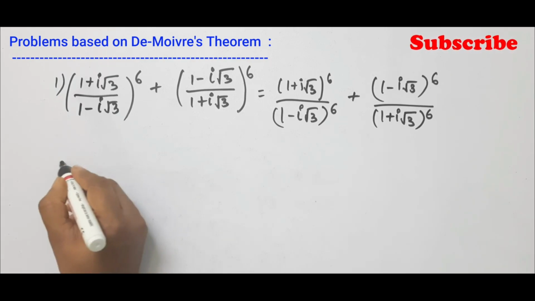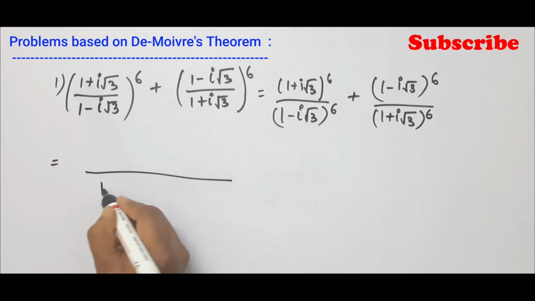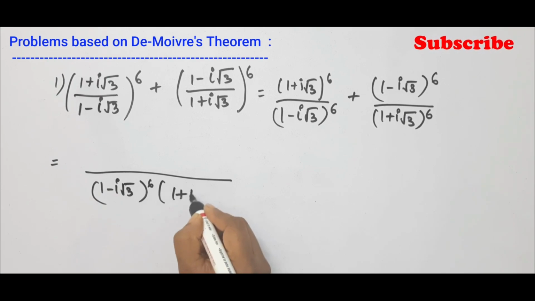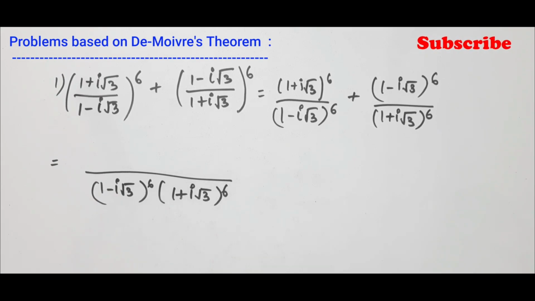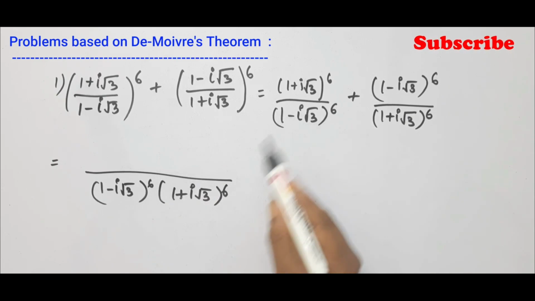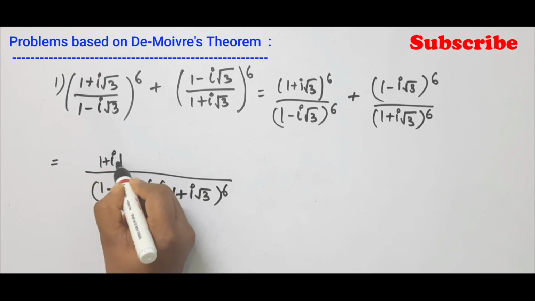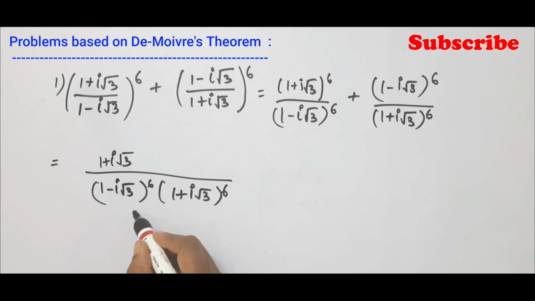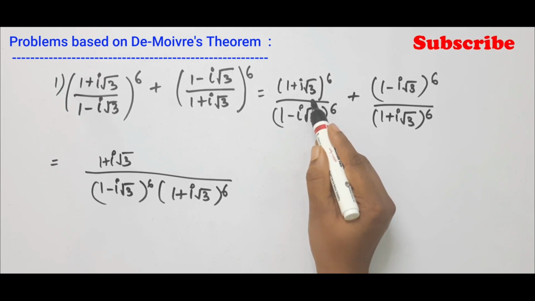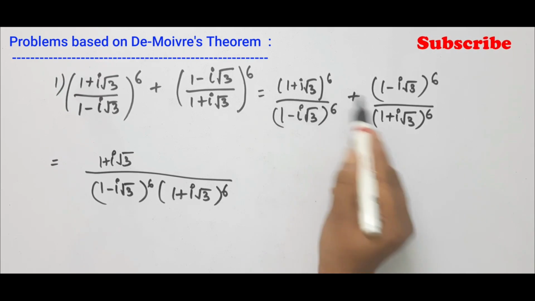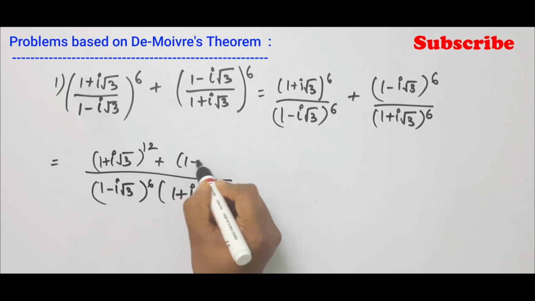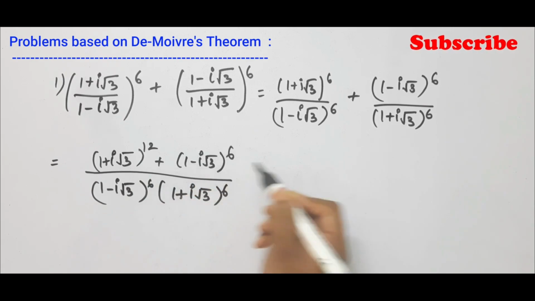LCM for these two fractions will be (1 minus i root 3) whole power 6 into (1 plus i root 3) whole power 6. Is it not? Now, in the first fraction, (1 minus i root 3) whole power 6 is already there. So only missing is (1 plus i root 3) whole power 6. So if we multiply with this, it becomes (1 plus i root 3) whole power 6 plus 6, which is nothing but 12. So this is (1 plus i root 3) whole power 12.